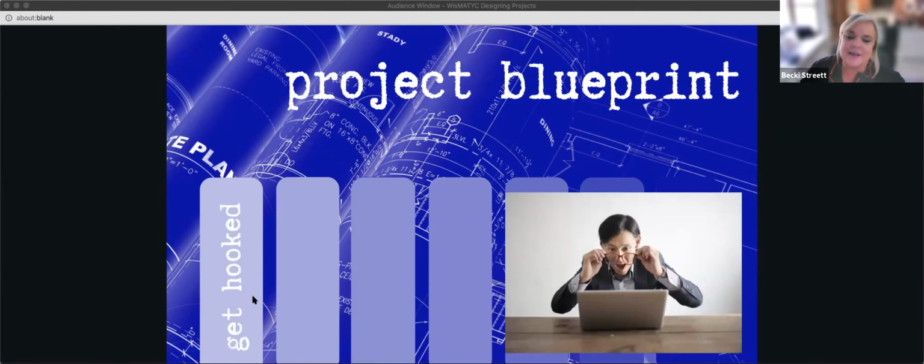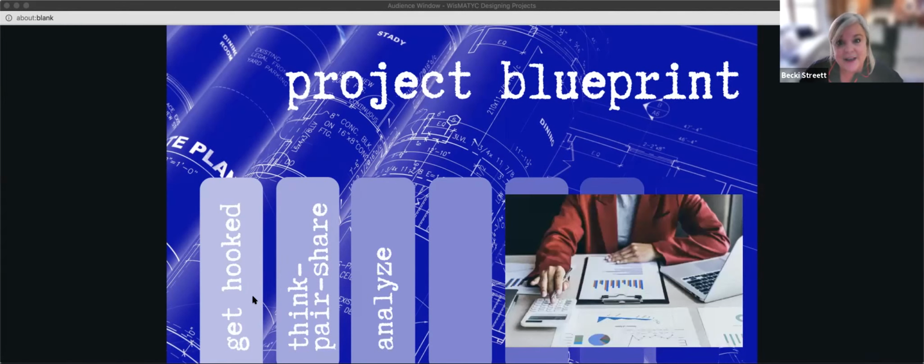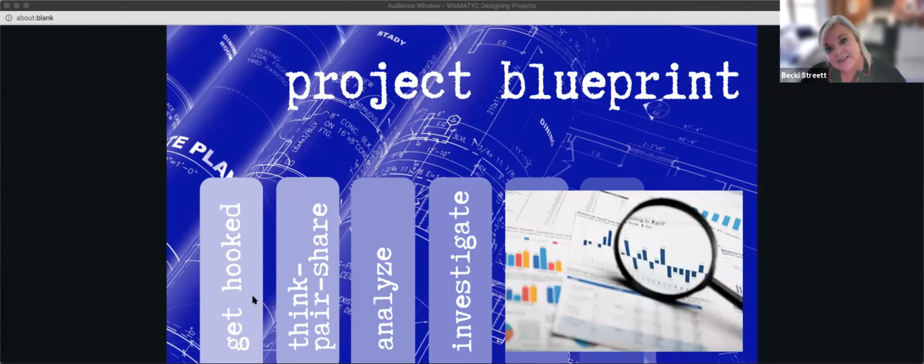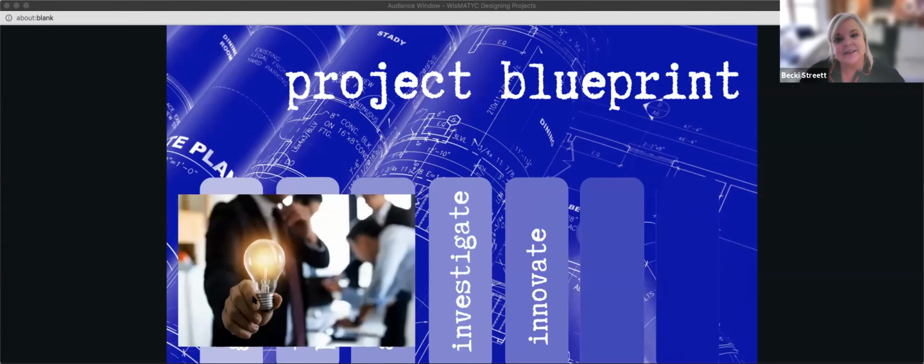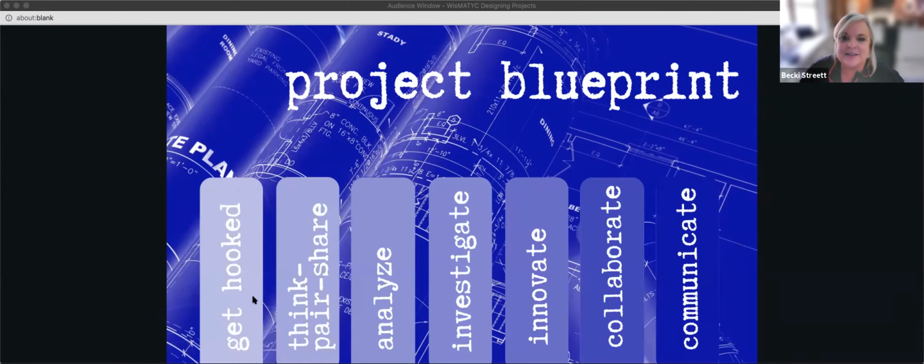And so the first thing is to get hooked. I want my students to get hooked on a topic, to create that attention span or interest span. To do some think, pair, share. John Oakes talked about this earlier in his IBL lecture, and I think it's an amazing thing to do. I want them to analyze, to investigate, to innovate, collaborate, and then communicate their findings.